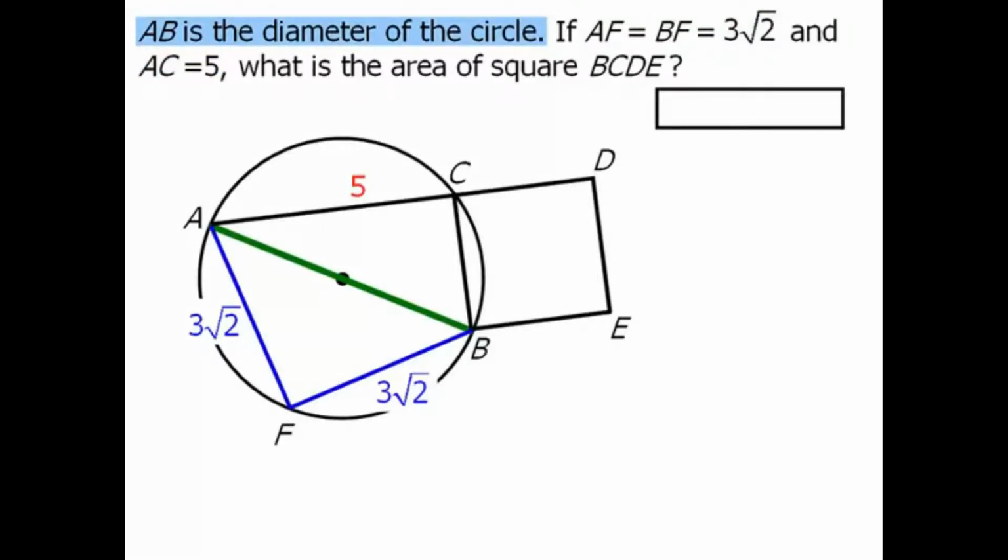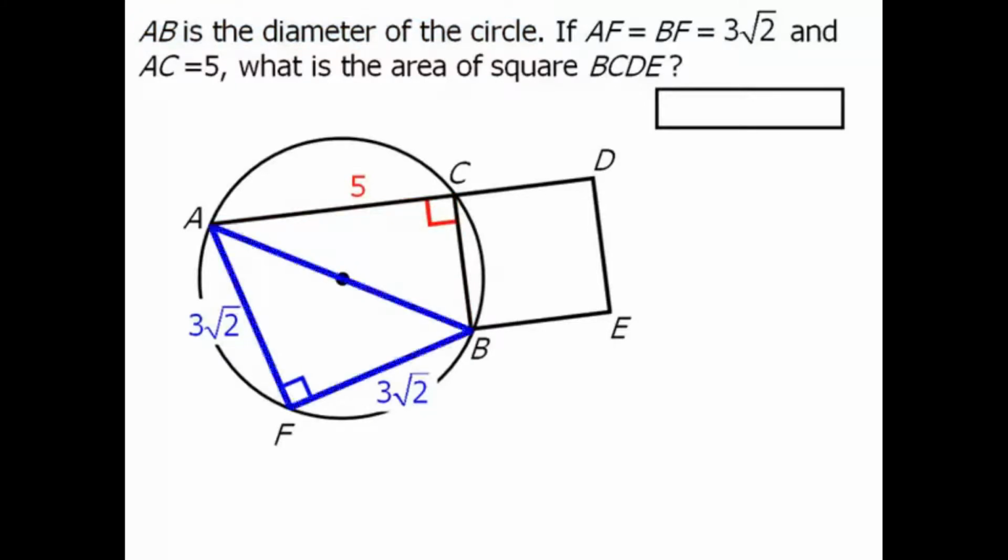Well, notice that this blue angle here is an inscribed angle holding the diameter. One of our circle properties tells us that this angle then must be 90 degrees. Similarly, this red angle here is also an inscribed angle holding the diameter. By the same circle property, this angle must also be 90 degrees.